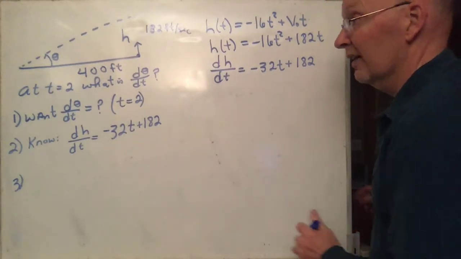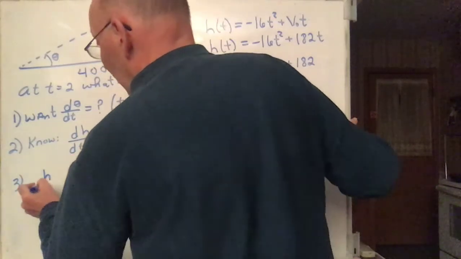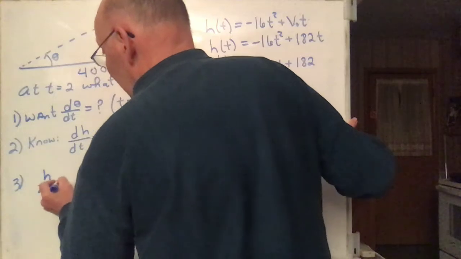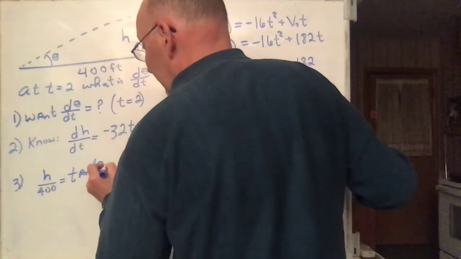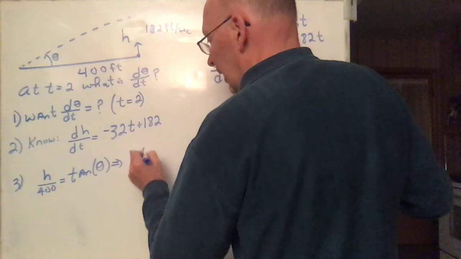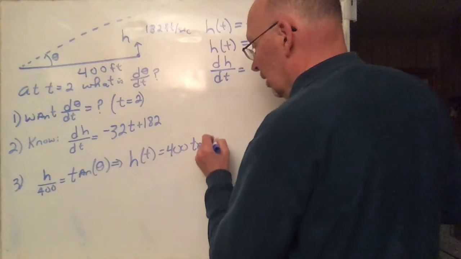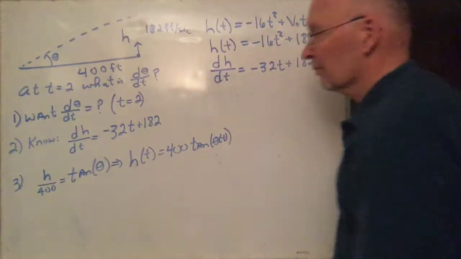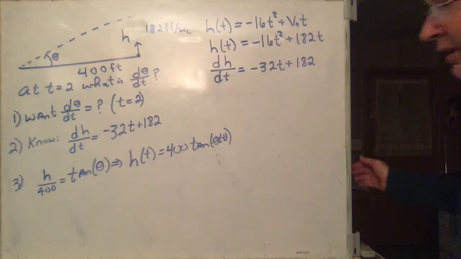And so we have H over 400 is equal to tangent of theta, and might as well multiply through by the 400 right away. H of t is equal to 400 tangent of, I'll write it as theta of t. Okay? So there it is. And so now we can go ahead and take the derivative.